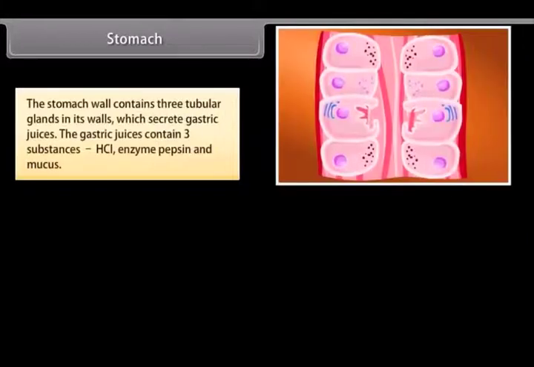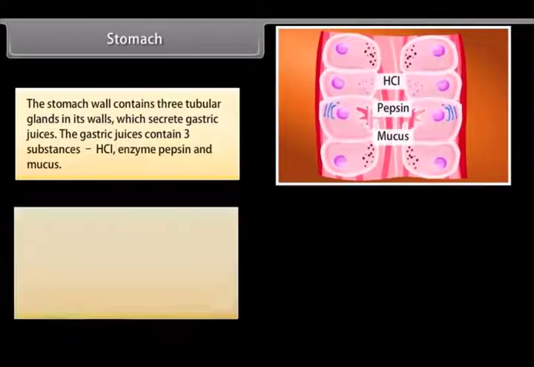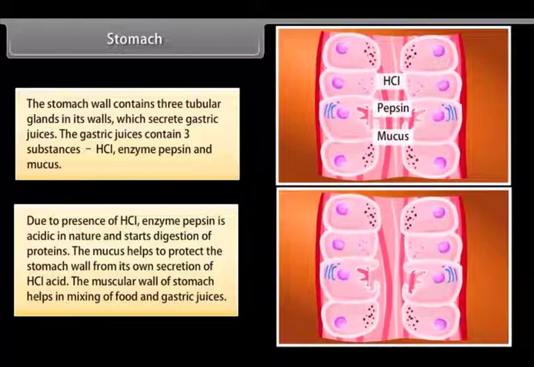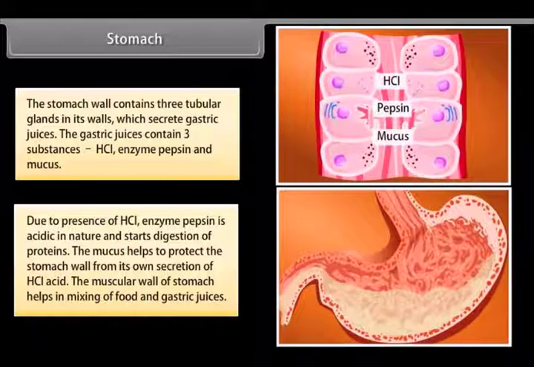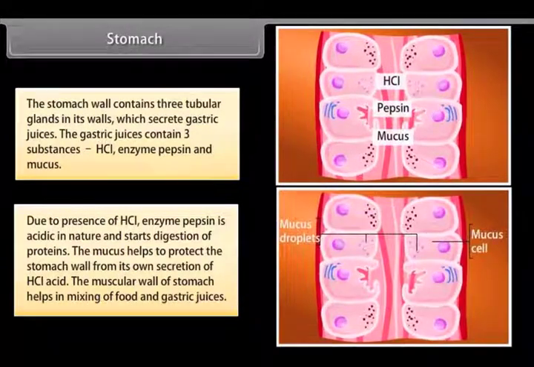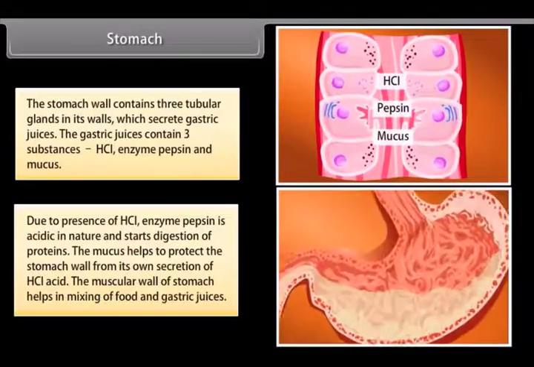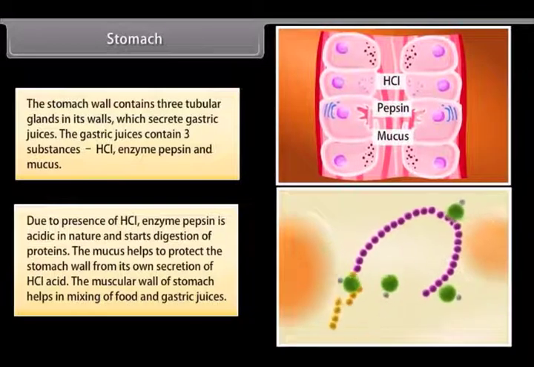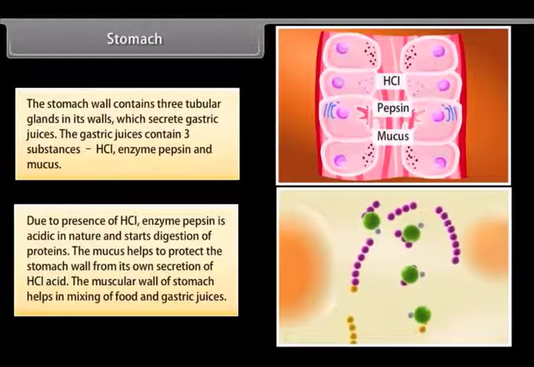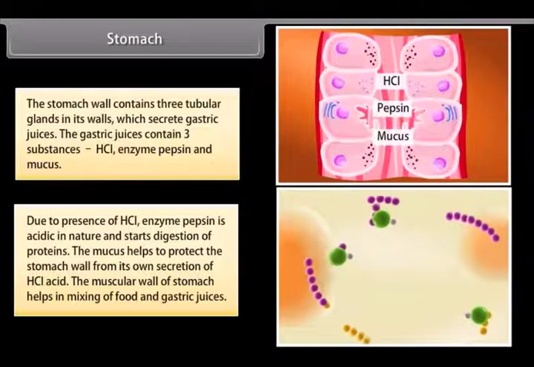The stomach wall contains 3 tubular glands in its walls which secrete gastric juices. The gastric juices contain 3 substances, HCl, enzyme pepsin and mucus. Due to presence of HCl, enzyme pepsin is acidic in nature and starts digestion of proteins. The mucus helps to protect the stomach wall from its own secretion of HCl acid. The muscular wall of stomach helps in mixing of food and gastric juices.